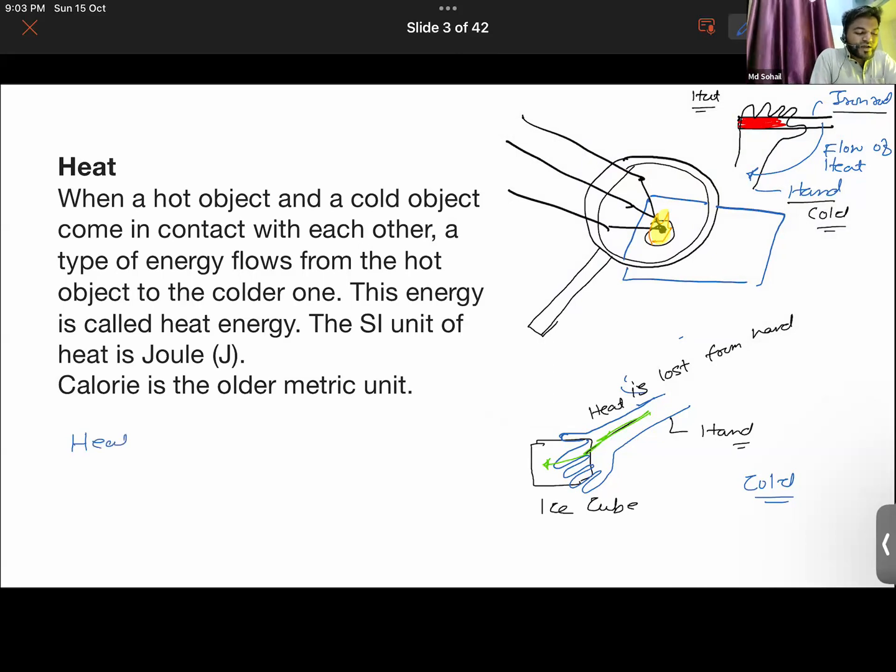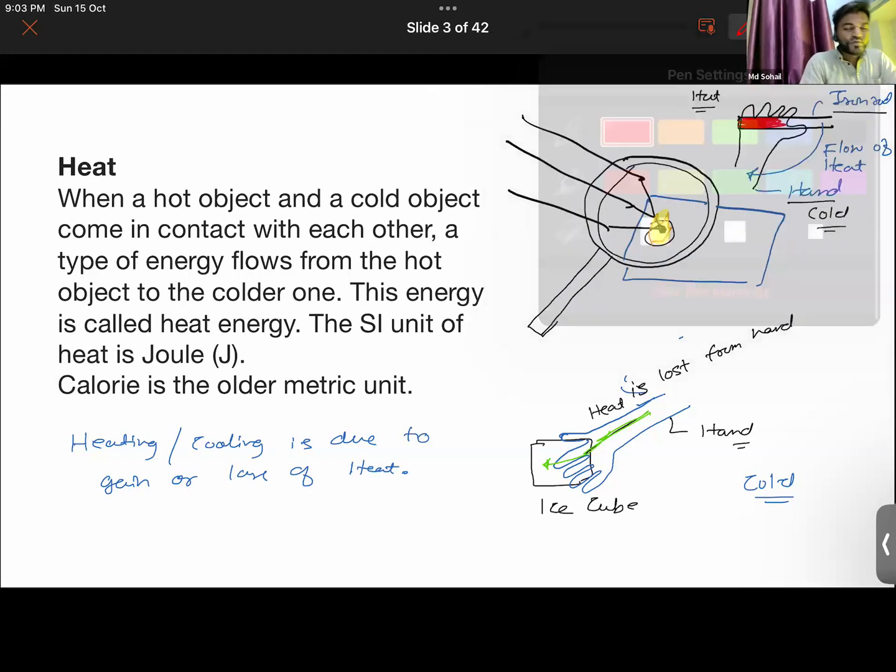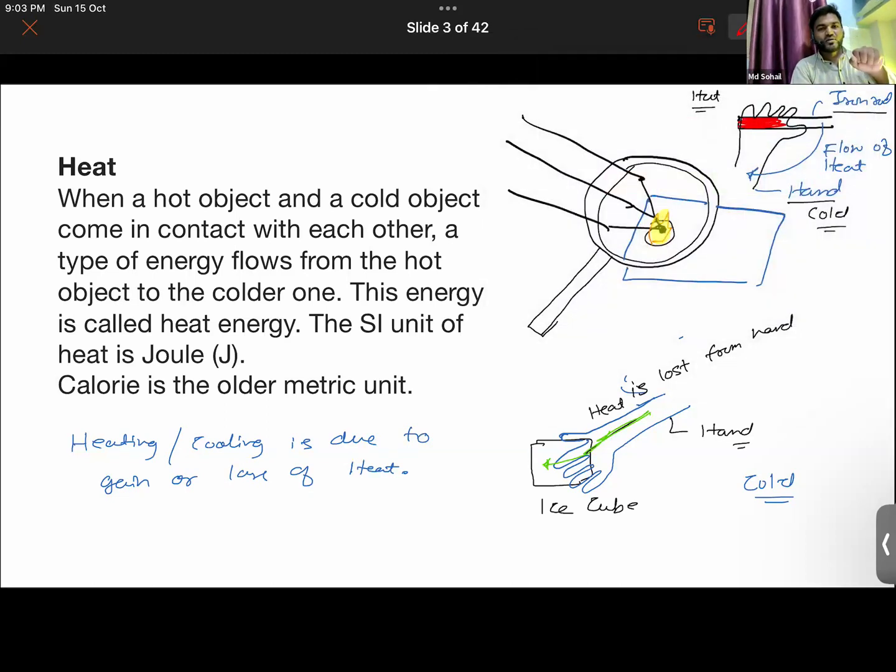So, either we talk about heating or about cooling, it is due to gain or loss of heat. When I touch a hot iron rod, I am gaining heat from that iron rod. And when I touched a piece of ice cube, I lost heat.